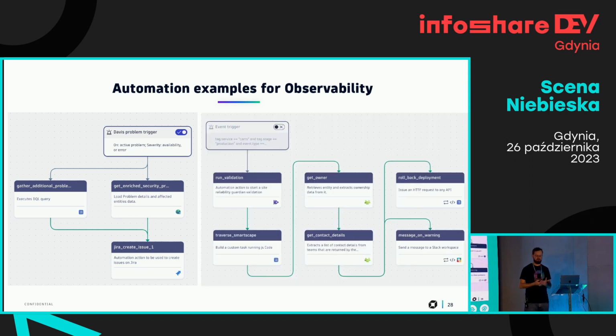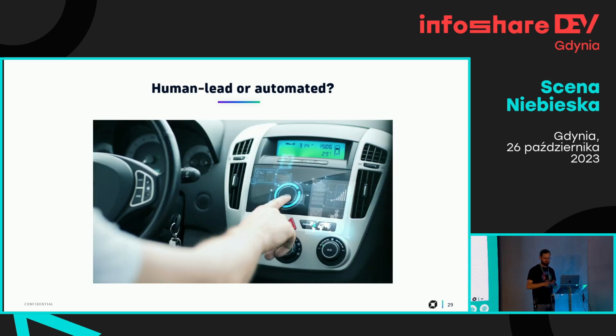Or you can build more sophisticated solutions where you validate your deployments, you collect all the additional information, and if something goes wrong, you simply roll back the deployment and contact all the people that are responsible for a given system. Of course, possibilities are endless in such a setup. AI is evolving really quickly, but then you need to ask yourself, how much automation is good for me? There is no good answer to that.